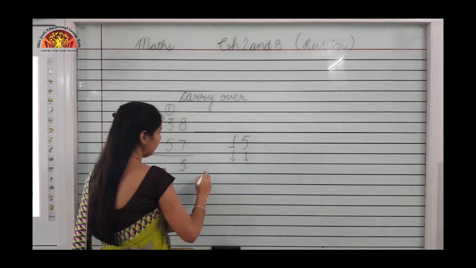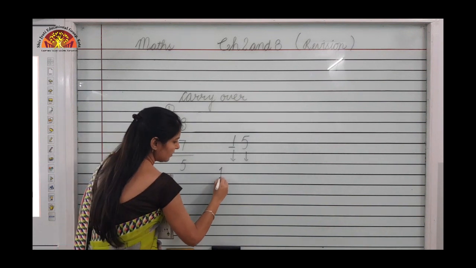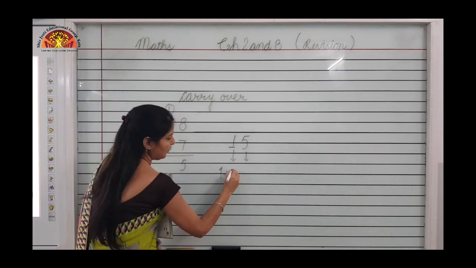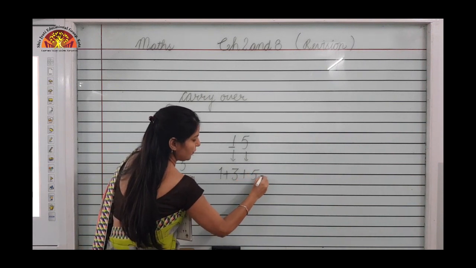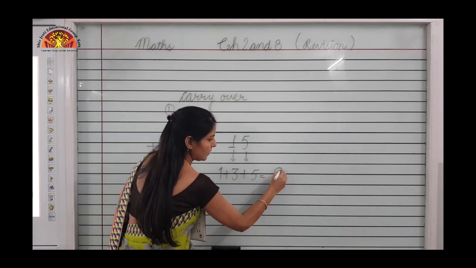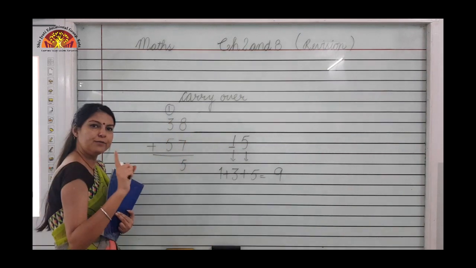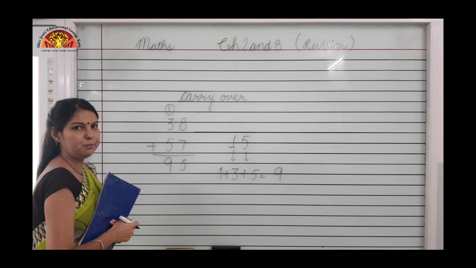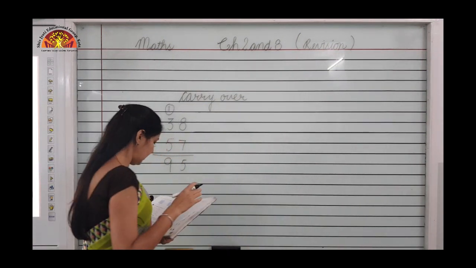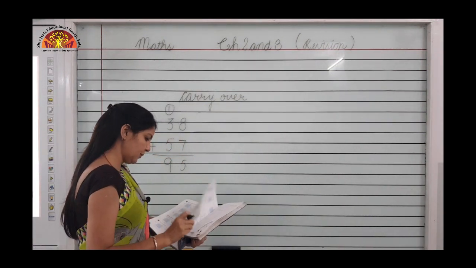So how will we add? First of all we will add 1 plus 3 plus 5. What will we get now? We will get 9. In 9 there is only one digit, so we will write 9 as it is. I hope you have understood. Let's take one sum from the book.